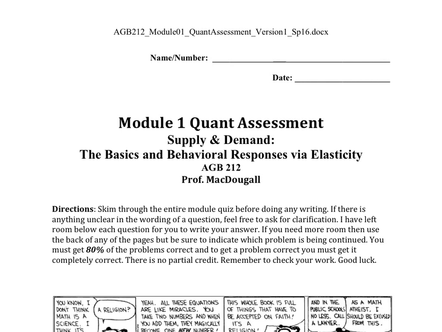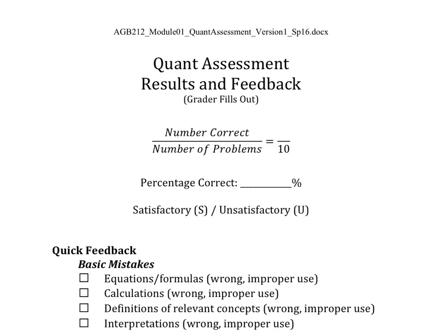Okay, so this short video is just an overview of the quant assessment for Module 1 that you just did, and my objective here is really just to highlight things to watch out for. This is not a key, so in going through this, I'm not going to provide answers, but I'm going to provide clues or things to watch out for, in particular things that people tend to miss more often than not. Anyway, so let's go to the next page.